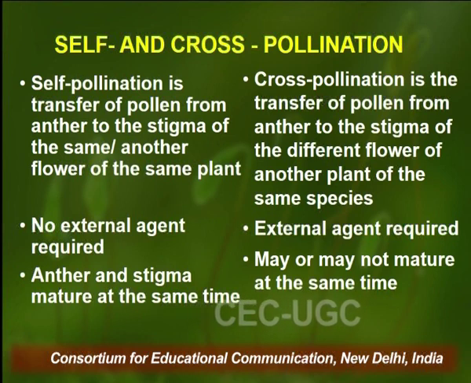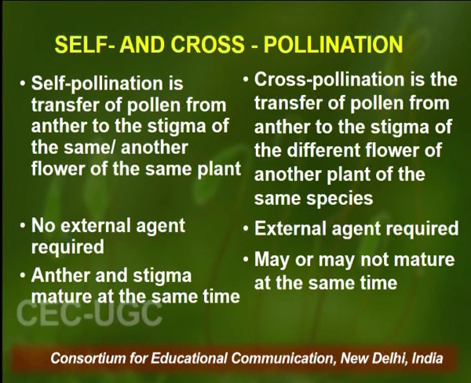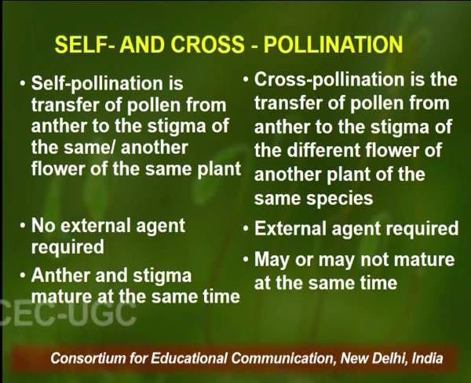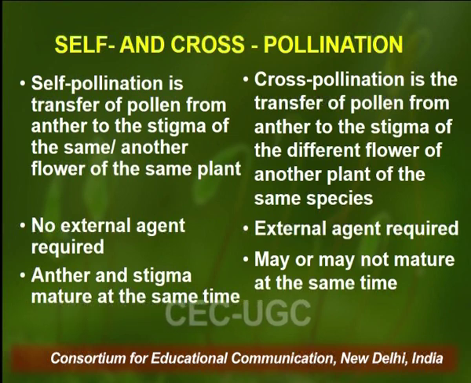We have already talked about self pollination in the last class, and we have learnt that self pollination is the transfer of pollen from anther to stigma of the same or another flower of the same plant. When we talk about cross pollination, this is the transfer of pollen from anther to stigma of a different flower of another plant, but of the same species. Now, we have just discussed that for cross pollination an external agent is required. For self pollination no external agent is required.